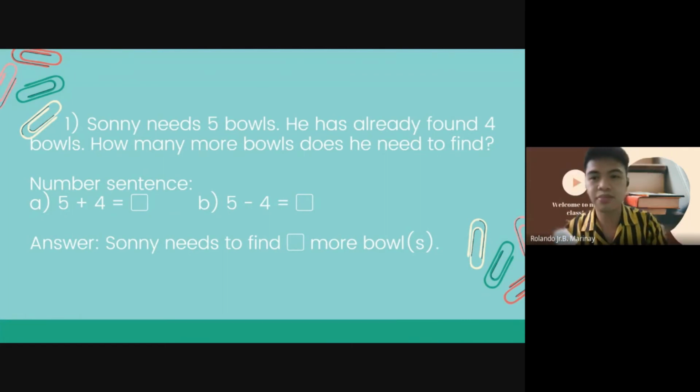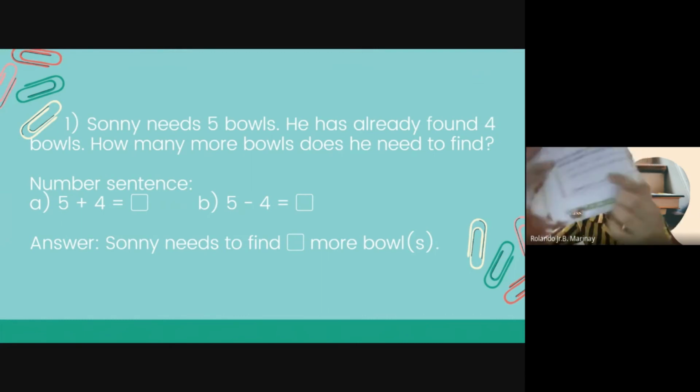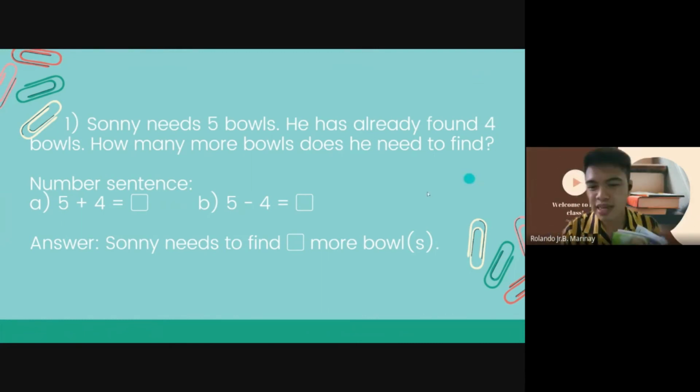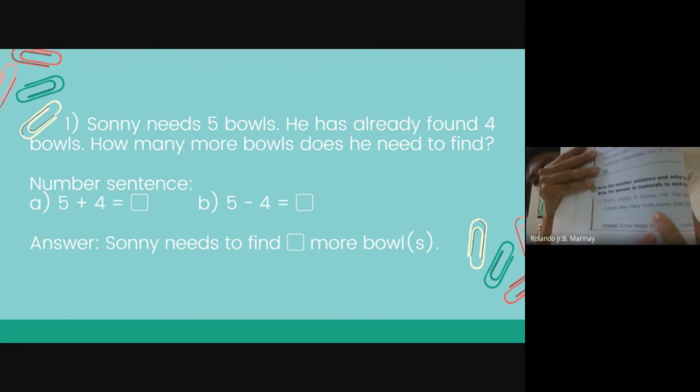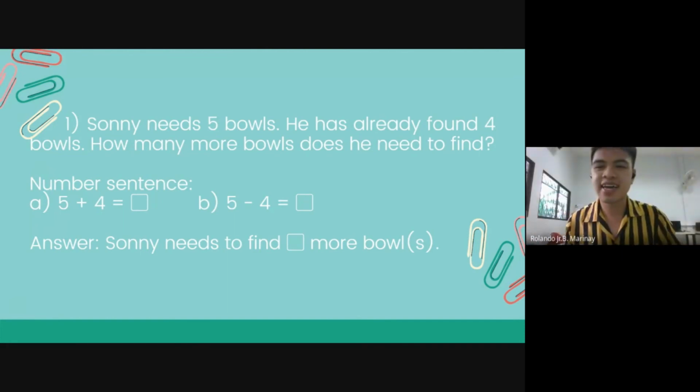Somebody is coming. The background is changed.